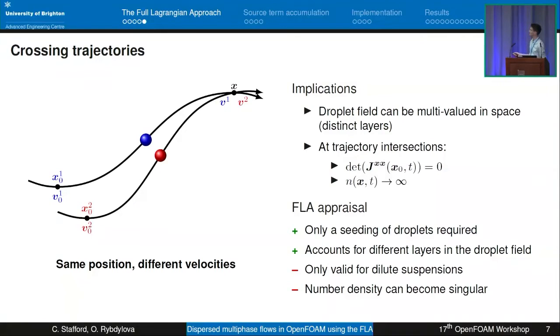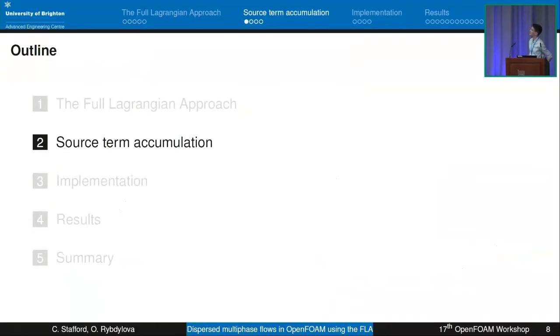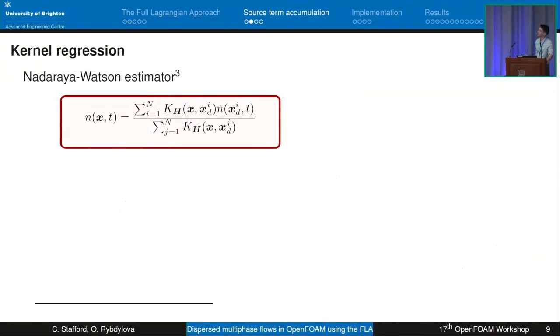We can account for different layers. It is only valid for dilute suspensions, and the number density can be singular. So, moving on to the source term accumulation. Because we only need the seeding, we can take a statistical approach to this. And for this, we're employing kernel regression. So it's glorified averaging using kernels to actually account for this spread of the droplet over not just the cell that a droplet's in, but neighboring cells.